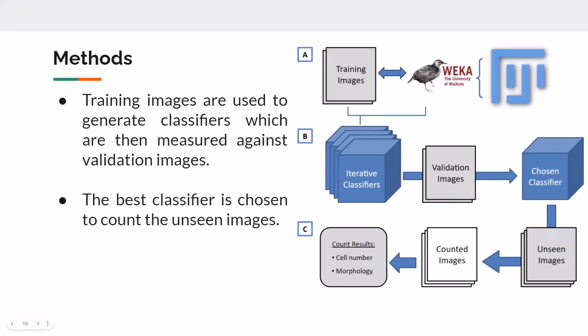The overall workflow of ACT is represented here. Training images are used to generate classifiers, which are then measured against the validation images. From here, we looked at the statistical performance of each of these classifiers to choose the best classifier. This is left to the user, but it's likely the classifier with the greatest precision, greatest accuracy, or in our case, greatest F1 score, which is the harmonic mean of precision and recall. This gives us a best classifier used to count the unseen images, which generate segmented counted images, and statistical information is reported on both the number of cells and morphological information of the cells.